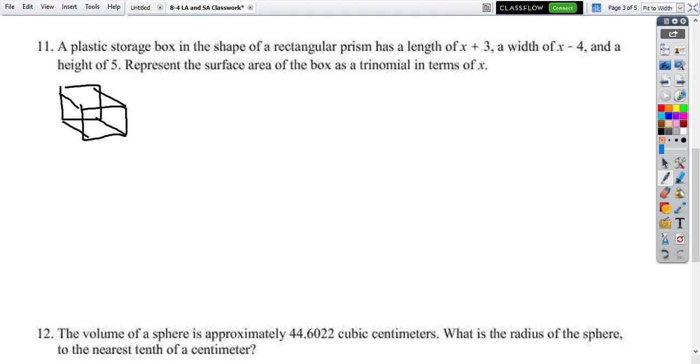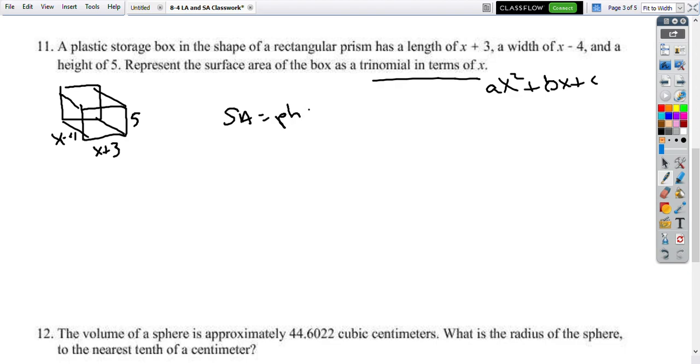All right. Has a length of x plus 3, a width of x minus 4, and a height of 5. Represent the surface area of the box as a trinomial in terms of x. So this just means it's going to end up being something like x squared plus bx plus c. That's what it should look like when we're done. All right. So remember, surface area is the perimeter of the base times the height plus 2 times the area of the base.